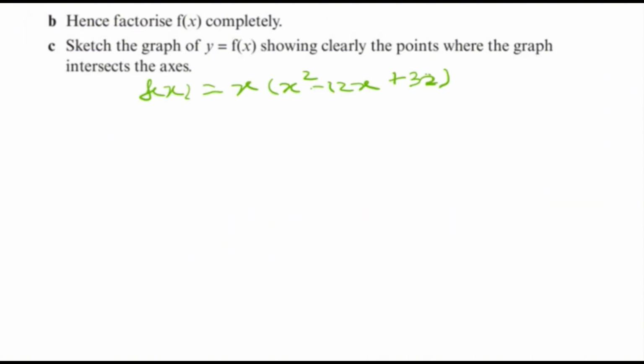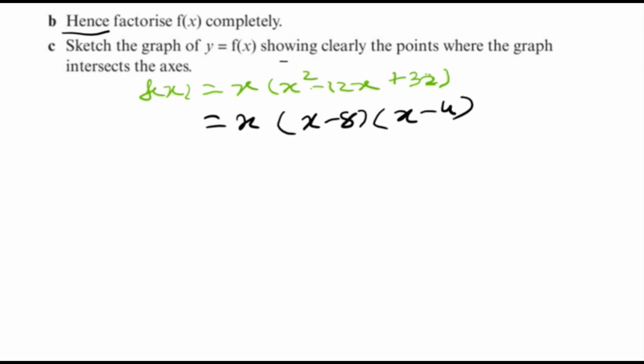Now part B. Part B is telling, hence factorize f of x completely. Now this is my f of x that we found, and whenever they say hence, it means we have to use the part A answer. Now we know how to factorize a quadratic equation. So you have to use two numbers that multiply to 32 and add up to minus 12. So which is x minus 8 and x minus 4. So I'm getting these three factors of this given function.